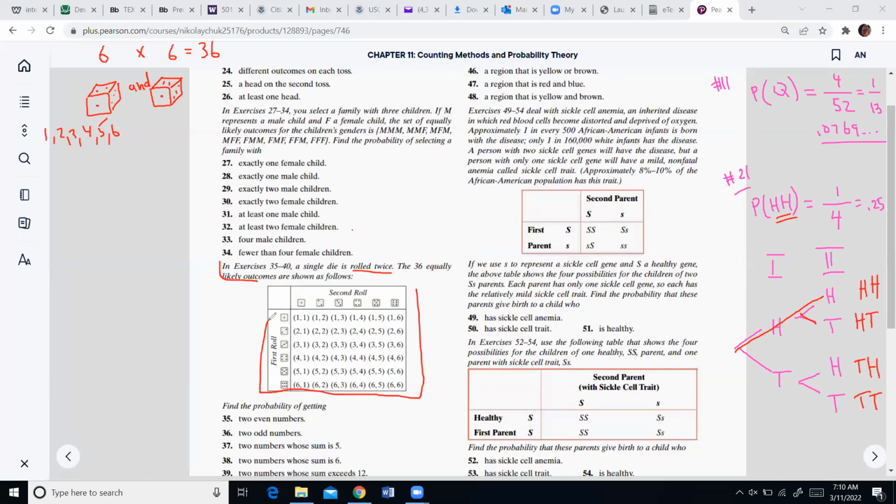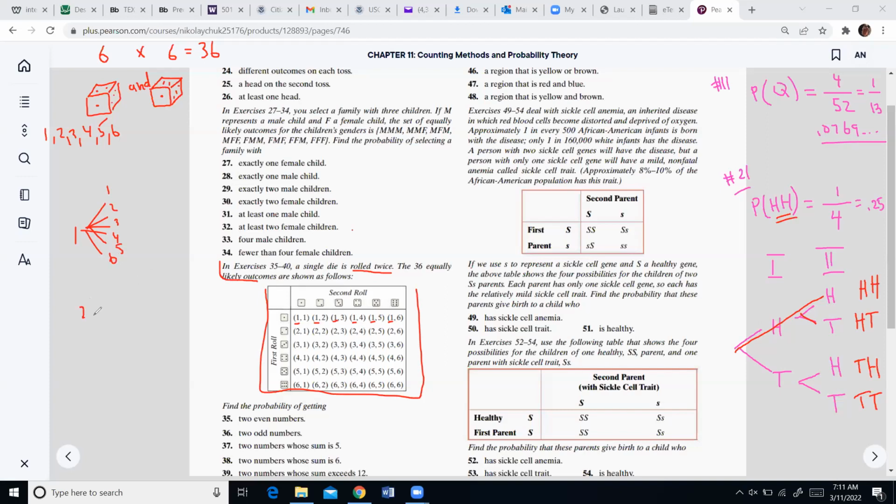So you can see that when your first die has 1 on it, notice my first row goes with all of the ones. So if you get 1 on your first die, you could get any of 6 possibilities on the second. 1, 2, 3, 4, 5, 6. So you can get any of the 6 on the second.